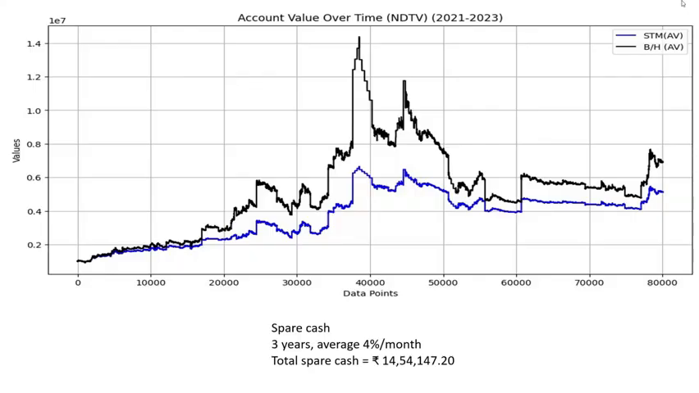The amount with which we started trading was 10 lakh rupees. So you can clearly see that in these 3 years, the client would have easily recovered their initial investment amount.